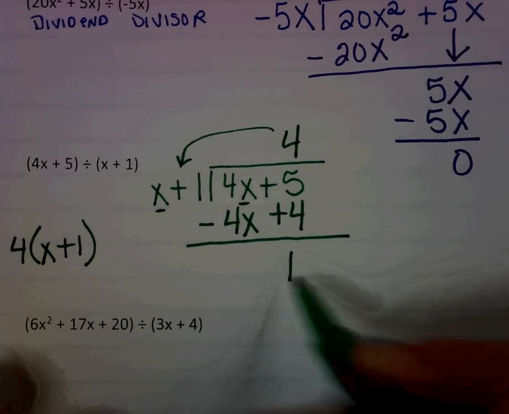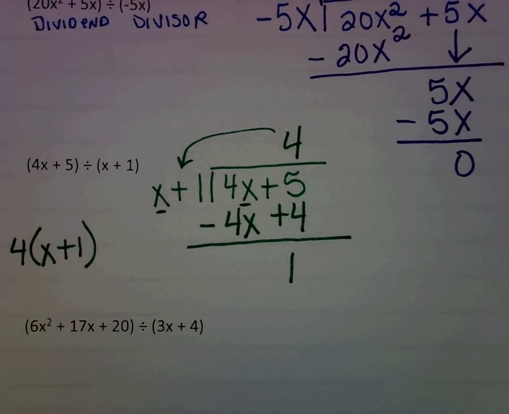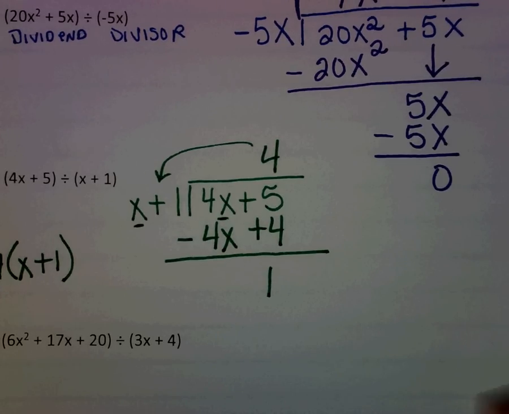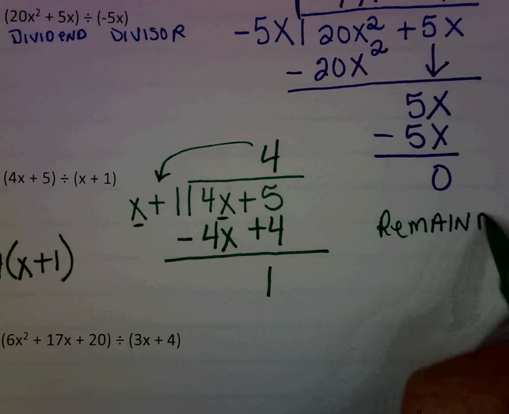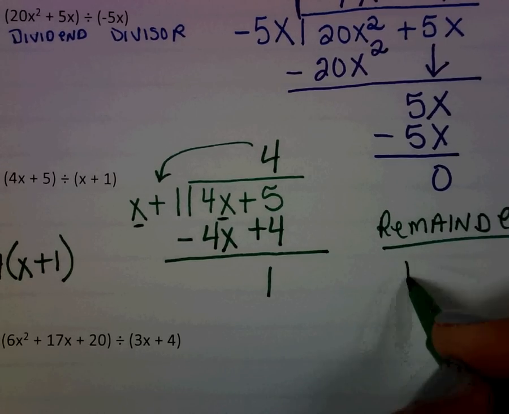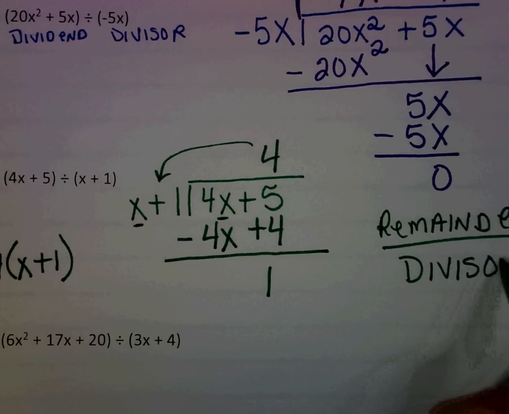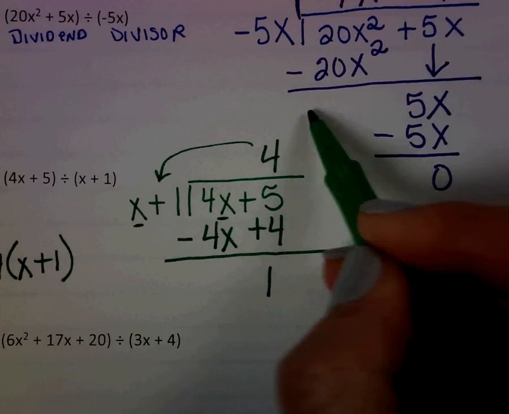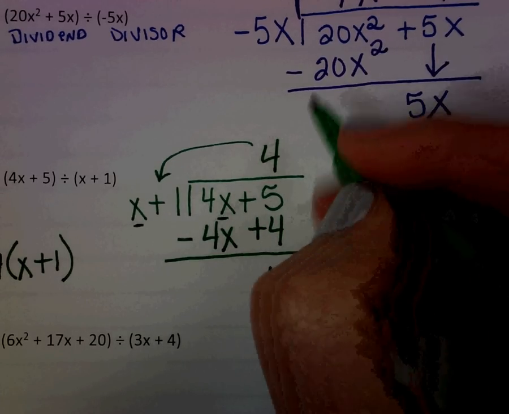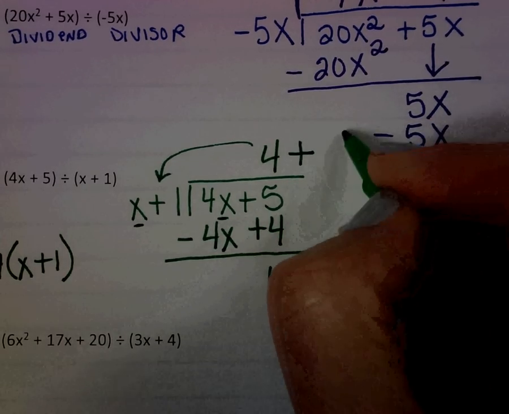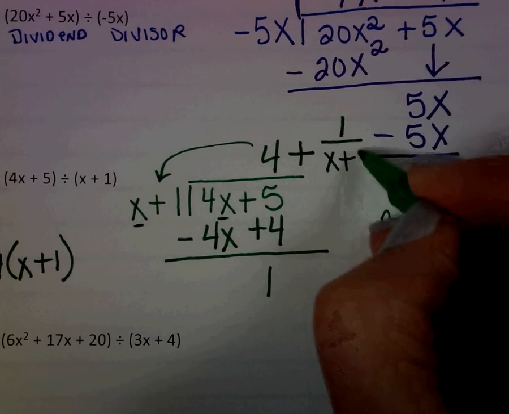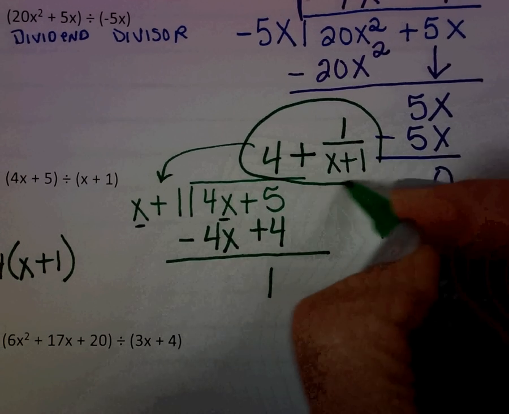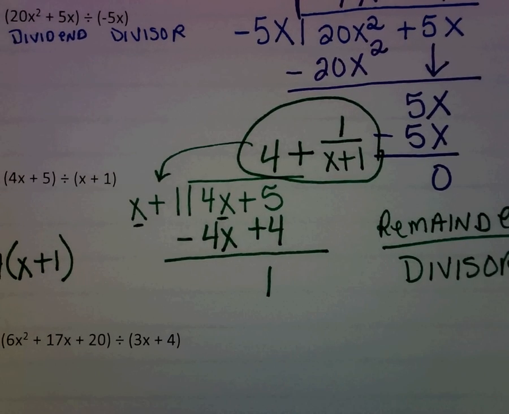Well, in this example, we're going to have a remainder. And so just like you would if this was numbers, we take our remainder and we're going to write the remainder over the divisor. And we're not going to just write 4 and 1 something. We're going to write 4 plus 1 over, and then our divisor was x plus 1. So this is how we would write our answer or quotient. It's kind of weird, so take a minute and look at that.